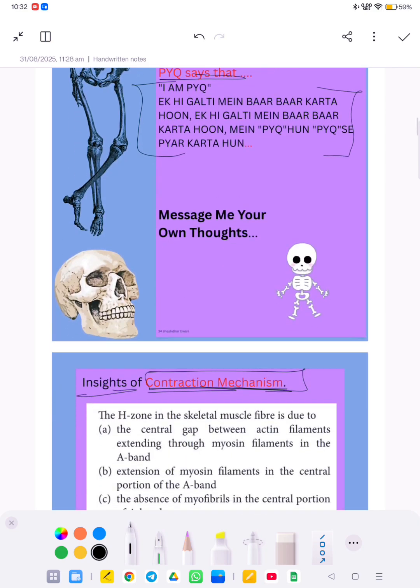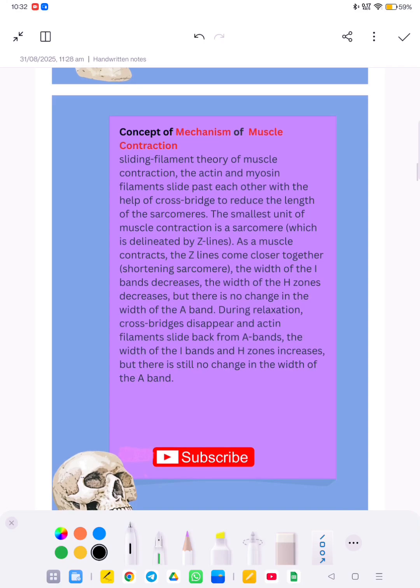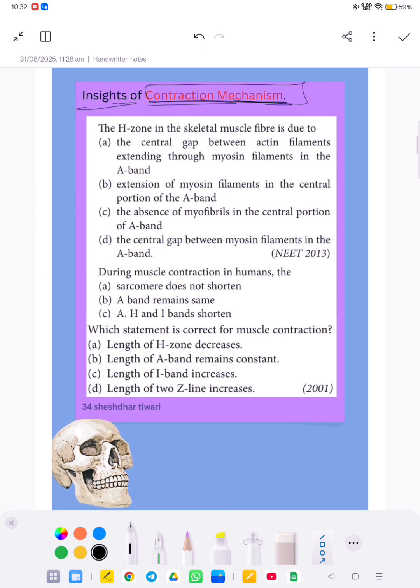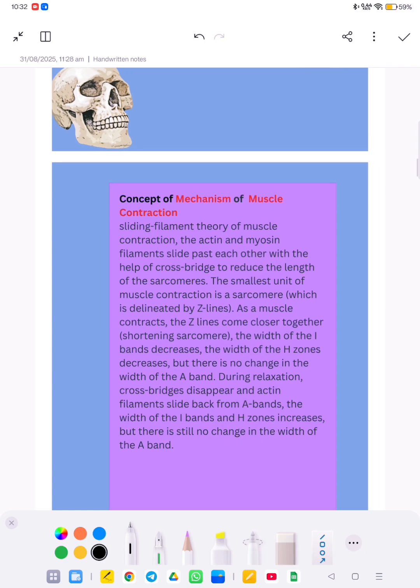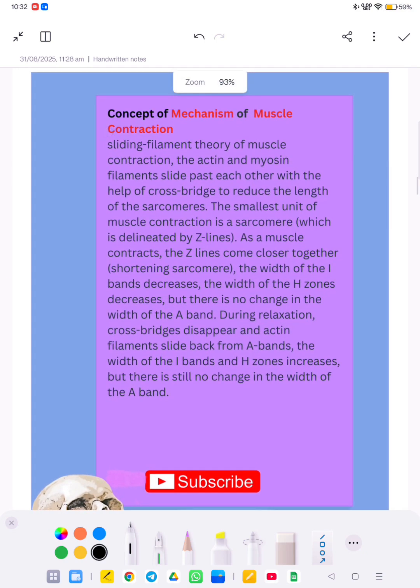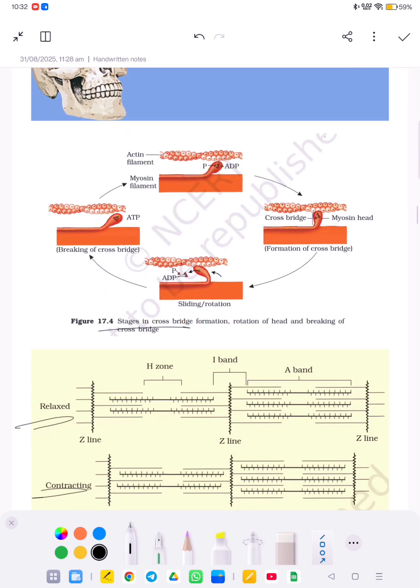Now first we'll see, as we know from the previous sessions, first we see the concepts and then we see the questions. So there are one, two, three questions on this topic of muscle contraction, and we will see them thoroughly. Okay, so before going to the theory, first we will see the figure.